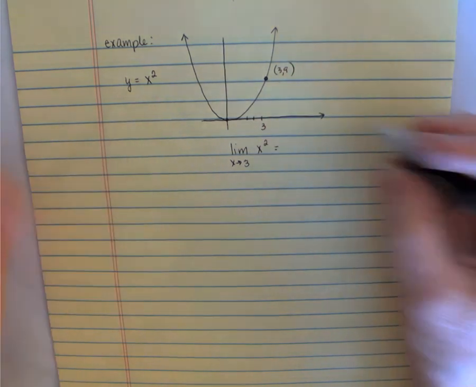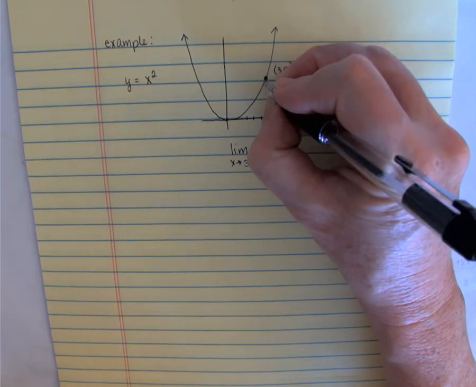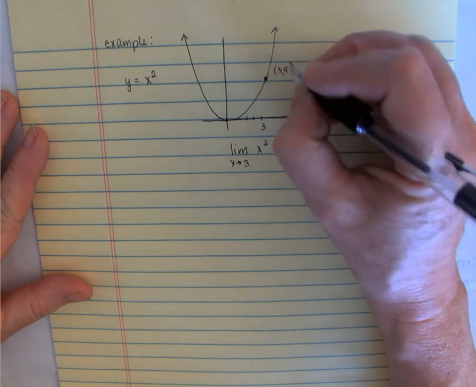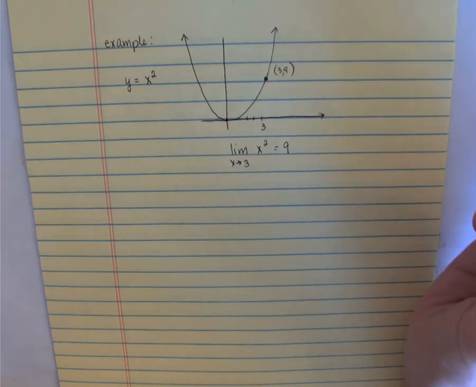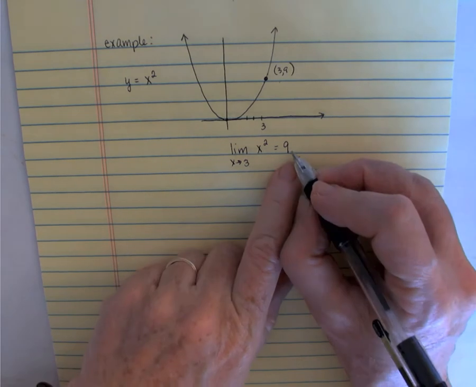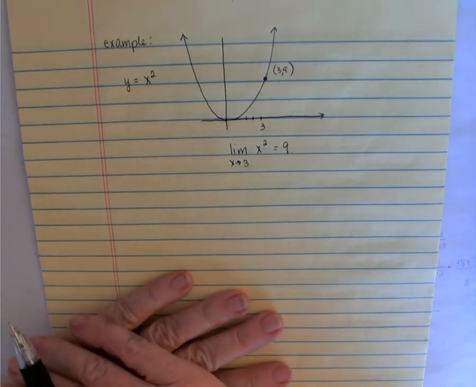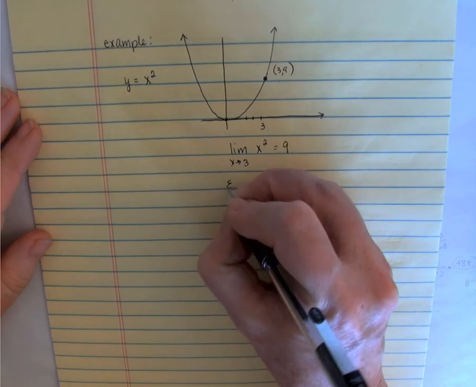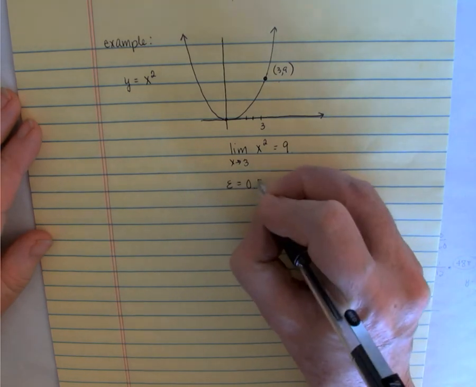So I know that a little bit to the right, a little bit to the left, basically my y values are going to be 9. So in that general neighborhood, I know my y values are 9. The closer I am to x equals 3, the closer the y value is to 9. Now, here comes the epsilon part. So what I'm going to do is pick epsilon equal to, I think I chose 0.5.